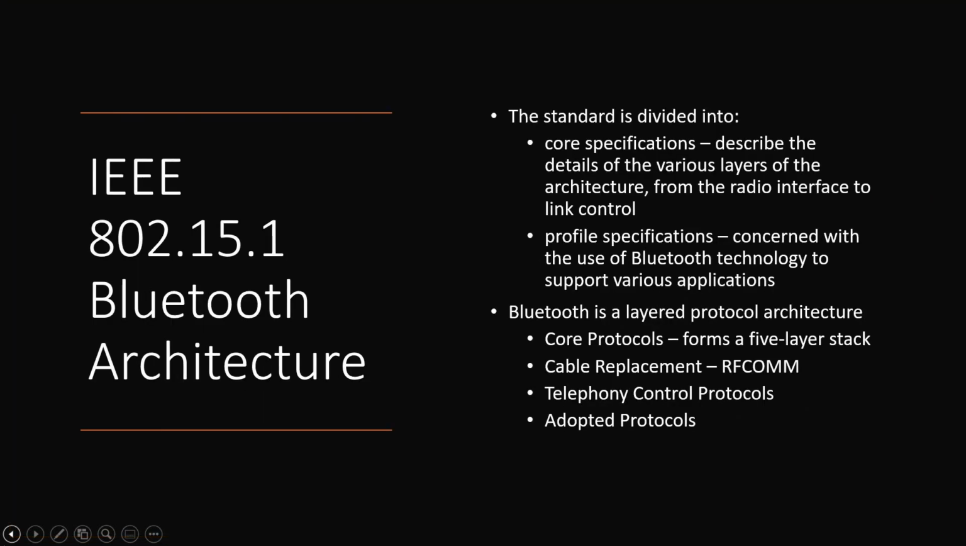The standard documentation for Bluetooth is huge, about, I think, 1,500 pages, but it's mainly divided into two specifications. The first one is core specifications and the second one is profile specifications. The core specifications describe the details of the various layers of the architecture, starting from the radio interface to the link control. The radio interface is in the physical layer, and the link control is somewhere between the data link layer and the network layer, you could say. So it's sort of like a middleware layer. We're going to see more about it later on.